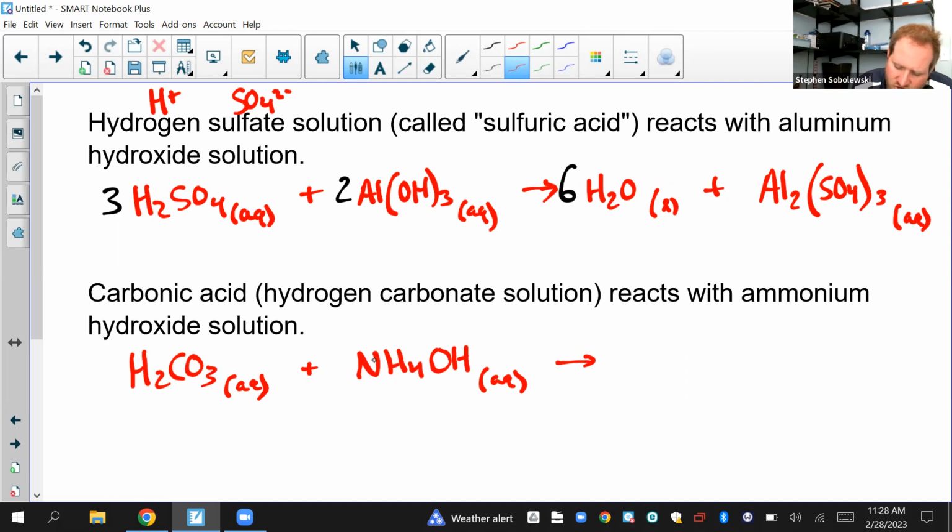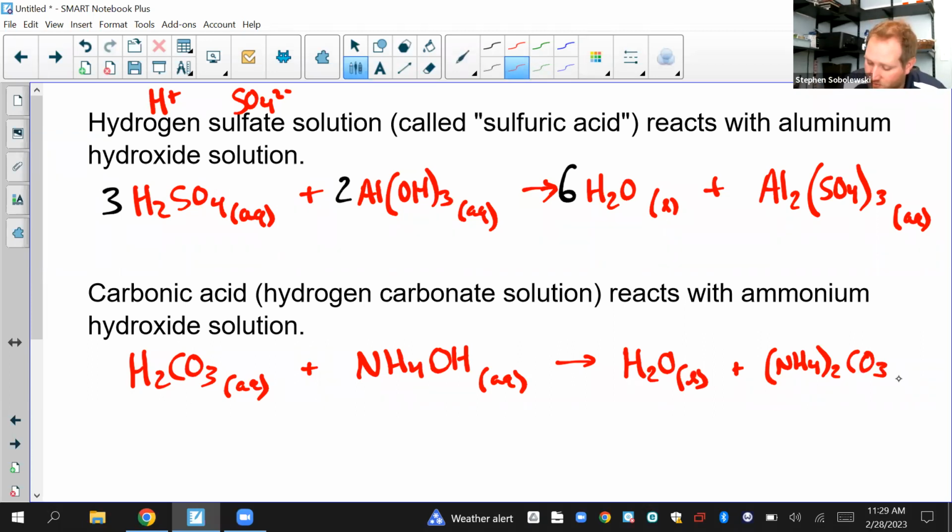All right, so the H from this will bond with the OH from that, giving us liquid water, H2O liquid. The ammonium here will bond with the carbonate here, giving us ammonium carbonate, which is going to be parentheses NH4 2 CO3. You can check our list here. Ammonium carbonate is aqueous, as all ammoniums are.